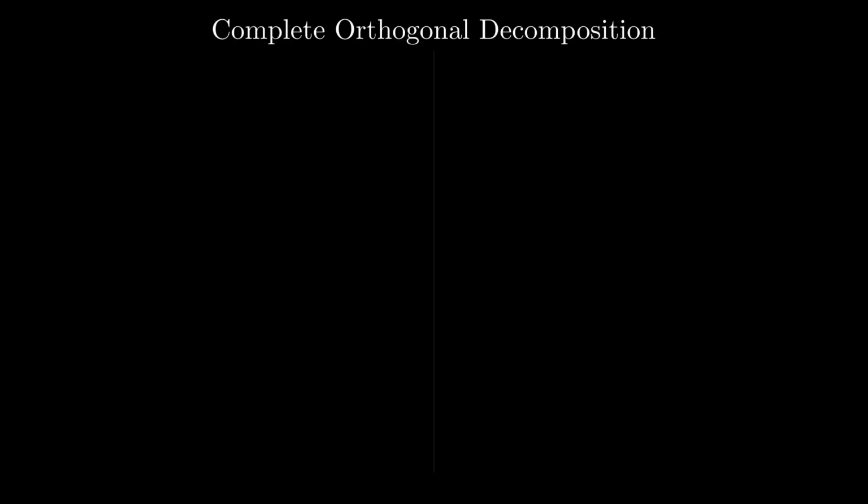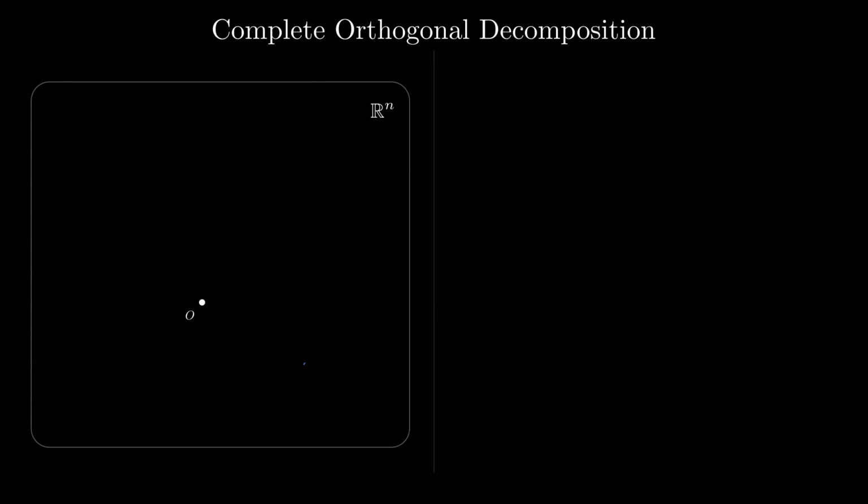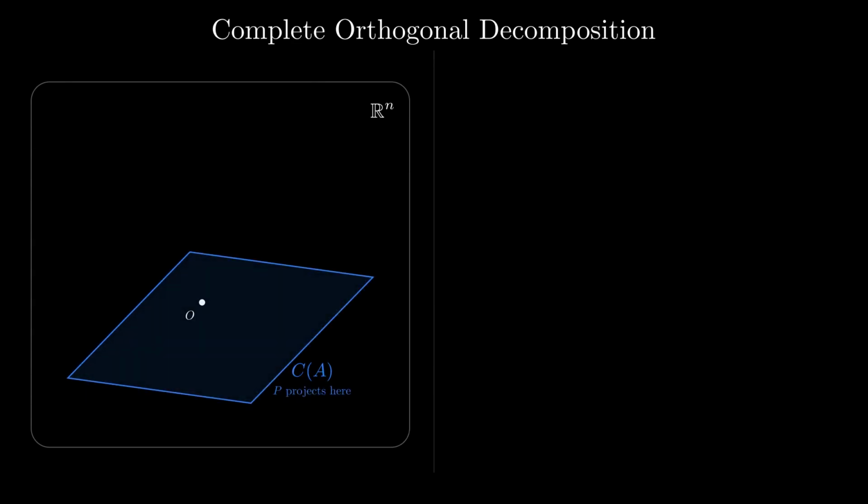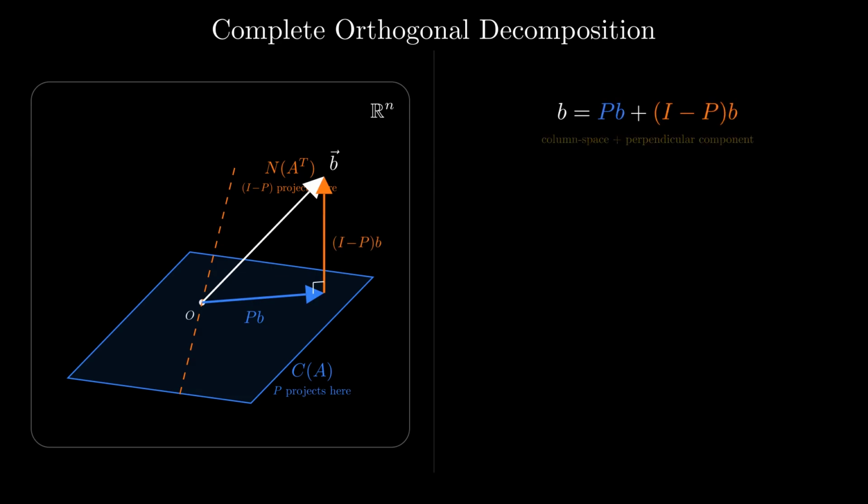Here's the complete picture. P and I minus P decompose all of Rn into two orthogonal subspaces. P projects onto the column space C of A. I minus P projects onto the left null space N of A transpose. Every vector B splits cleanly. B equals PB plus I minus P times B. This is just the column space component plus the perpendicular component. We can verify this is trivially true.